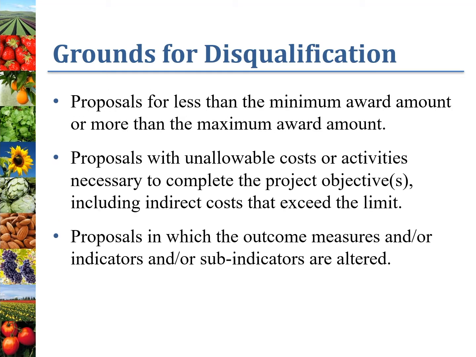proposals for less than the minimum award amount or more than the maximum award amount; proposals with unallowable costs or activities that are necessary to complete the project objectives, including indirect costs that exceed the limit set forth in the grant proposal instructions; and proposals in which the outcome measures and/or indicators and/or sub-indicators have been altered.